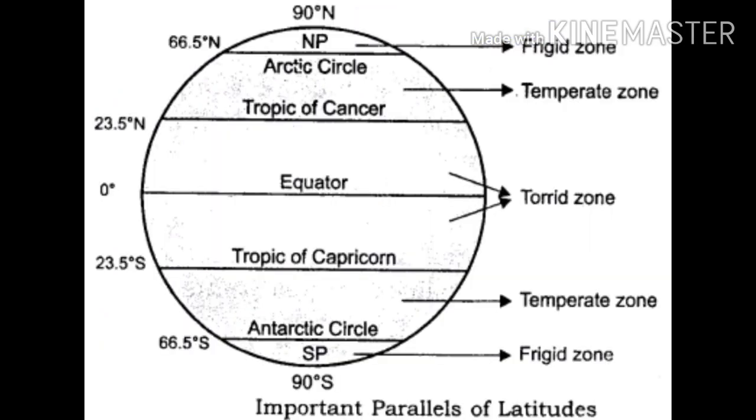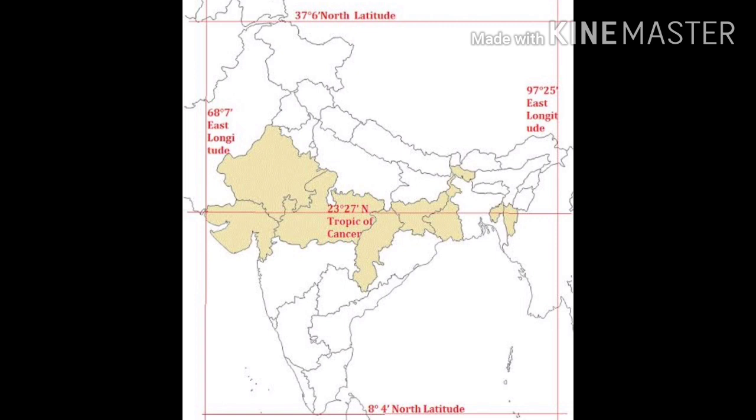Some important latitudes are the equator, that is 0 degrees, Tropic of Cancer, 23.5 degrees north, Tropic of Capricorn, 23.5 degrees in the south, Arctic Circle, 66.5 degrees in the north, Antarctic Circle, 66.5 degrees in the south. The Tropic of Cancer passes through India.